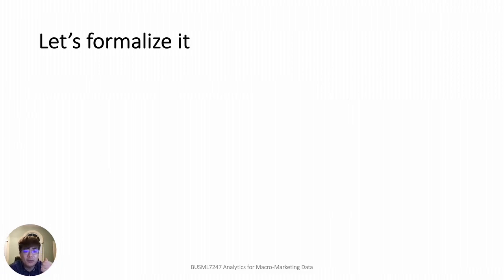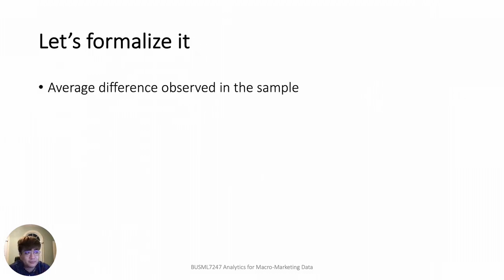Then, let's see what is the difference observed in the data. The observed average difference in the sample is the difference between the average outcome for the treated, which is the conditional average potential outcome for the treated case, the expectation of Y1i given Di equal to 1, and the average outcome of the untreated, which is the conditional average potential outcome for the untreated case, the expectation of Y0i given Di equal to 0.